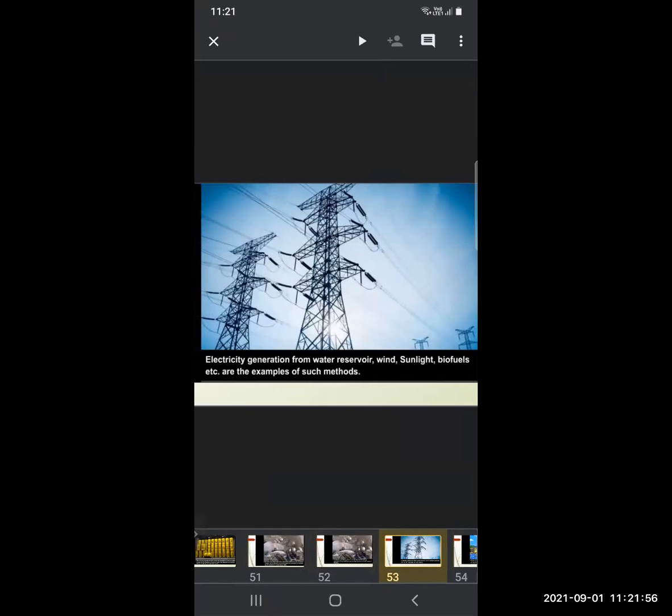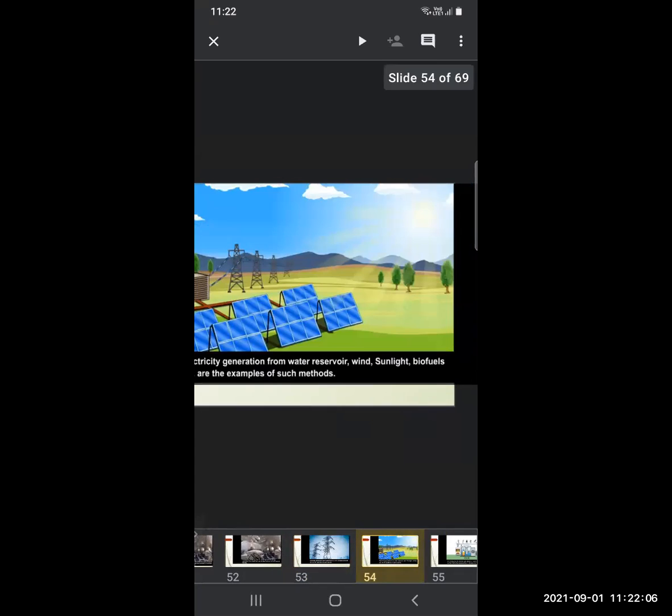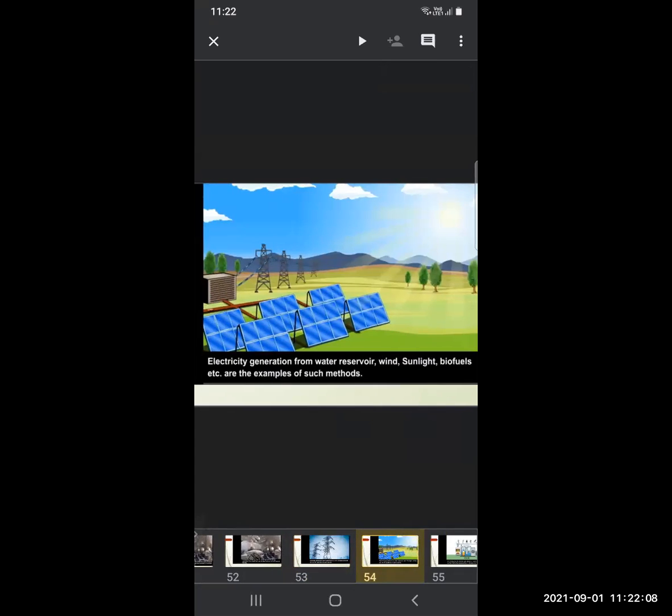Electricity generation from water reservoirs, wind, sunlight, and biofuels are examples of such methods. This is an example of a solar power plant, utilizing the sun's energy, and then the electricity is generated.